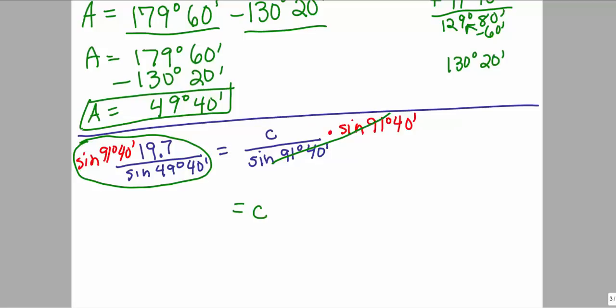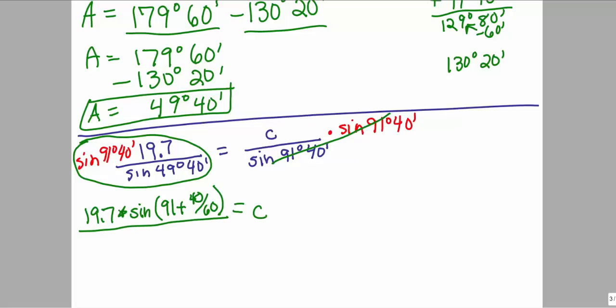Now we want to be careful how we put this into our calculator, and I'm going to put in 19.7 first times, and we want to convert to decimal degrees before we actually type this in. So I'm going to type in sine, and the parentheses are going to be in the calculator. And we're going to do 91 plus, we're going to convert this to decimal degrees. We're going to let the calculator do the work for us. 91 plus 40 out of 60 minutes. And that's important. We're going to convert to decimal degrees within our calculator.